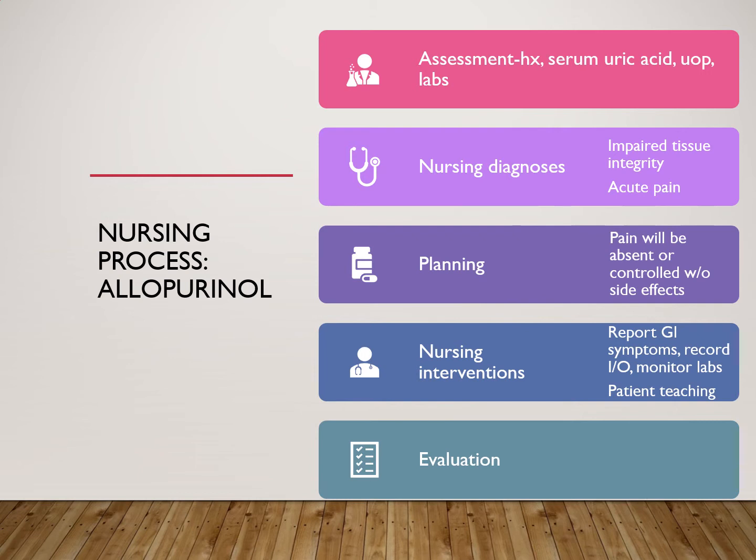So our nursing process is found on pages 319 and 320 in your textbook. We want to get a history. We need to get serum uric acid levels. We need to look at their labs. How about the nursing diagnosis? They might have impaired tissue integrity, definitely acute pain. The planning, pain will be absent or controlled without side effects. Nursing interventions, report GI symptoms, record I&O, monitor labs, and we need to make sure we do patient teaching and reevaluate.